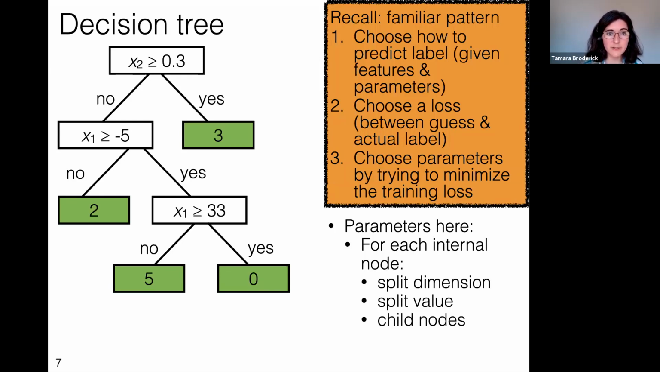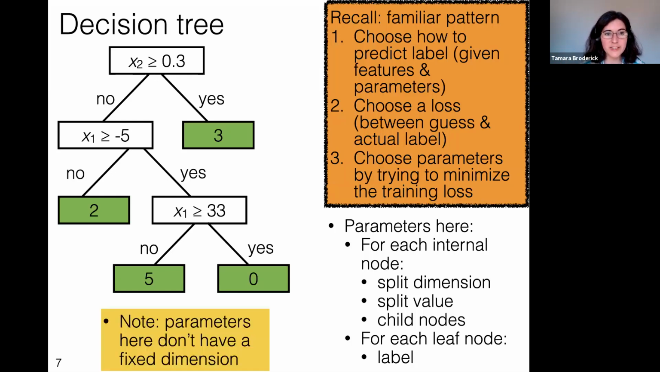Is there one leaf and one internal node? Is there one internal node and one leaf in the other direction? Are there 2 leaves? Are there 2 internal nodes? These are all possibilities. And we need to say which it is. And then for each leaf node, we have to say the label. So what we're gonna do in a moment is we're gonna come up with a way, once we've chosen a loss, to choose all of these parameters by trying to minimize the training loss.